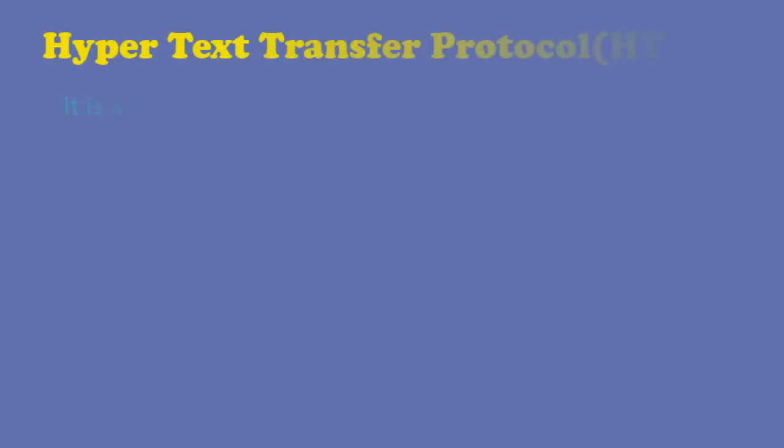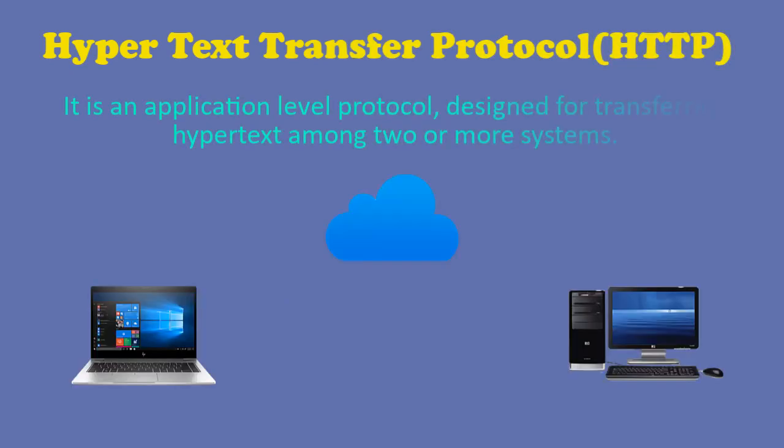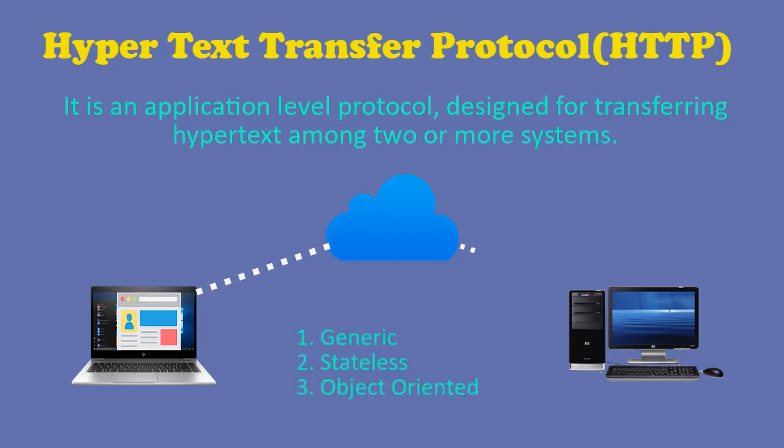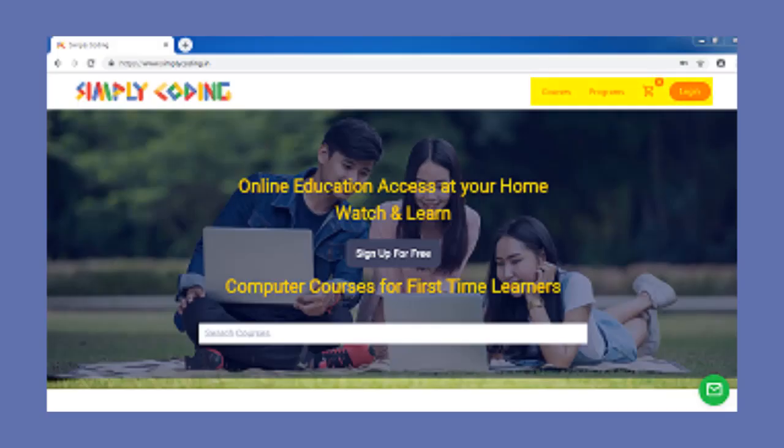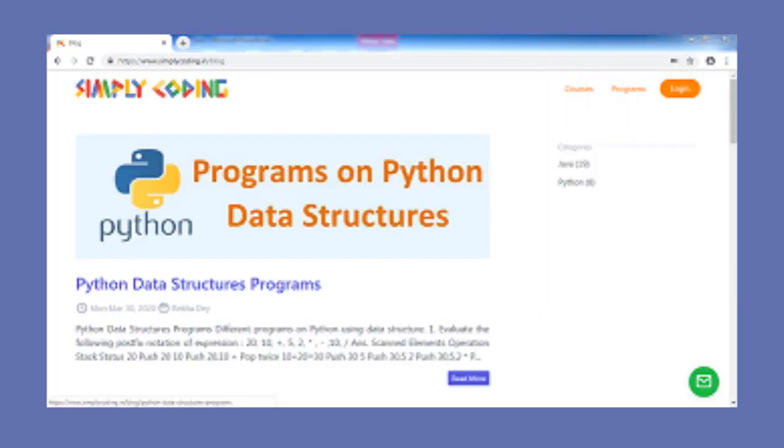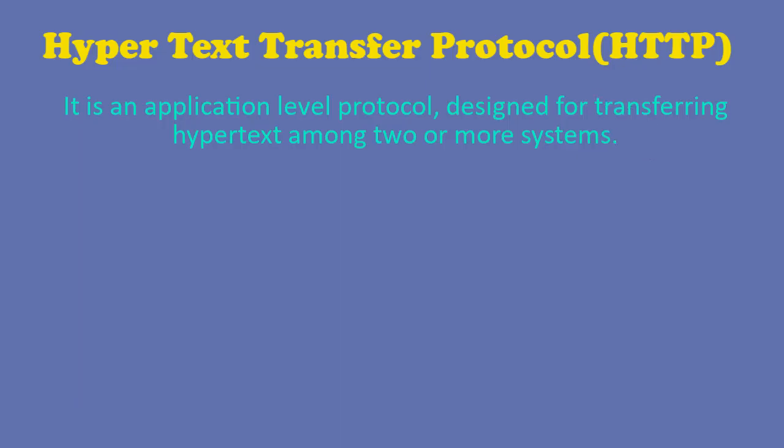Next is Hypertext Transfer Protocol or HTTP. It is an application-level protocol designed for transferring hypertext among two or more systems. It is a generic, stateless, object-oriented protocol which can be used for many tasks. It is the basis for data communication for the World Wide Web, where we have documents or web pages with hyperlinks to other web pages or resources which a user can access with a mouse click.